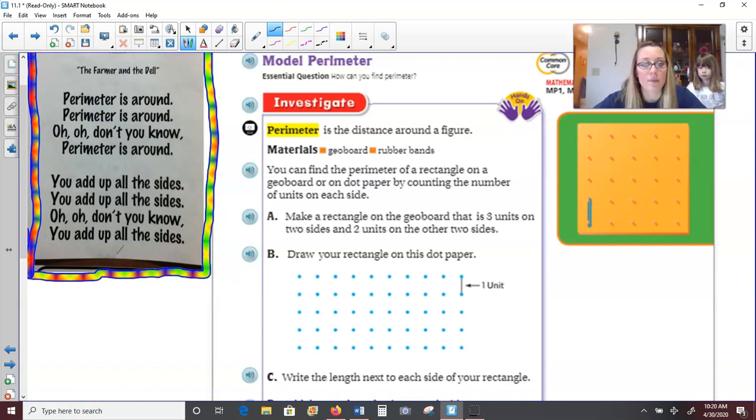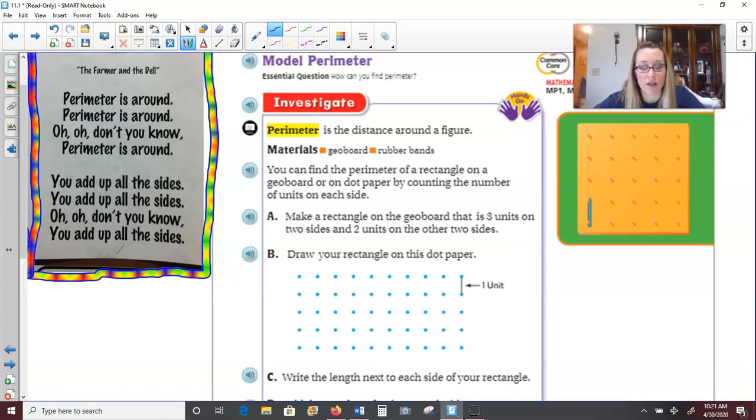It says you can find the perimeter of a rectangle on a geoboard or on dot paper by counting the number of units on each side. It wants us to make a rectangle that is 3 units on 2 sides and 2 units on the other 2 sides. If you remember what we learned about rectangles, 2 sides typically are longer, the ones opposite one another, and the other 2 sides are shorter. So we want 3 units on 2 sides.